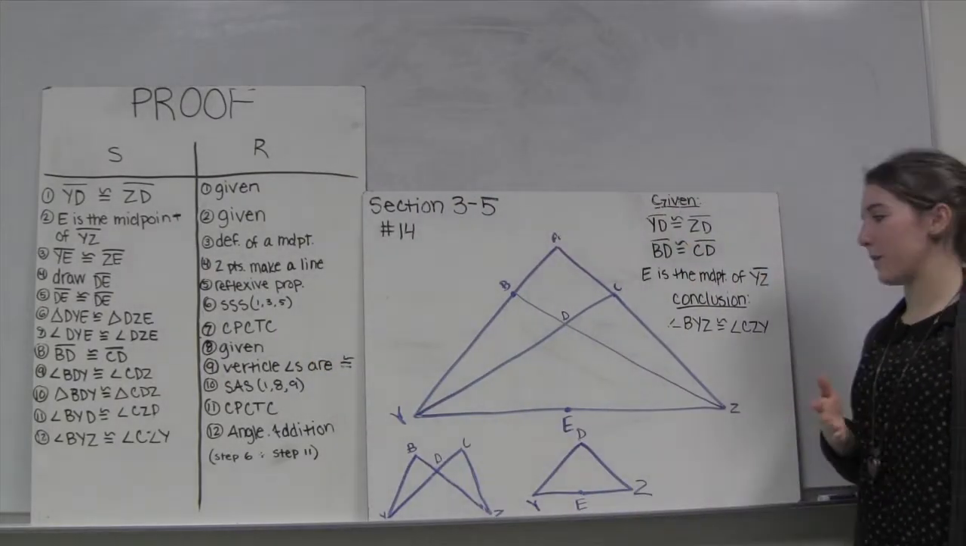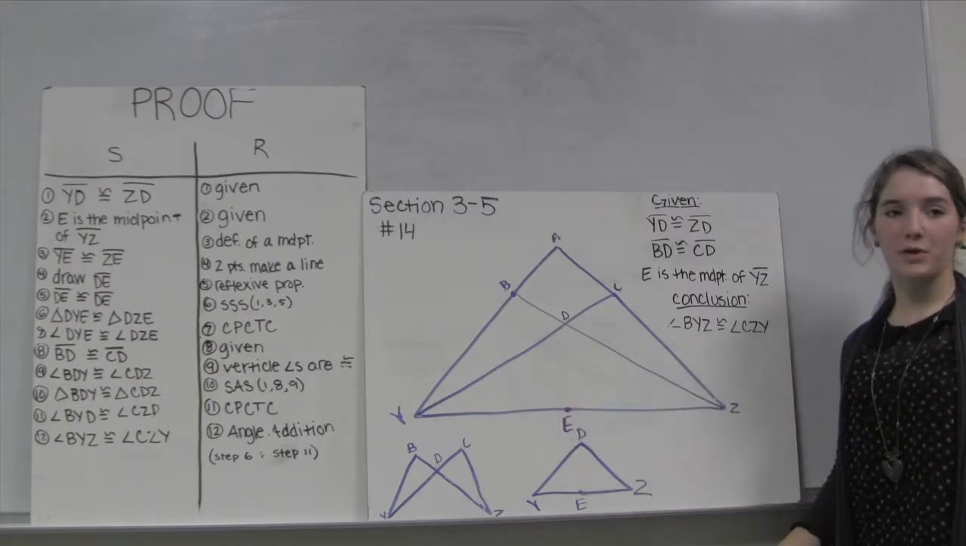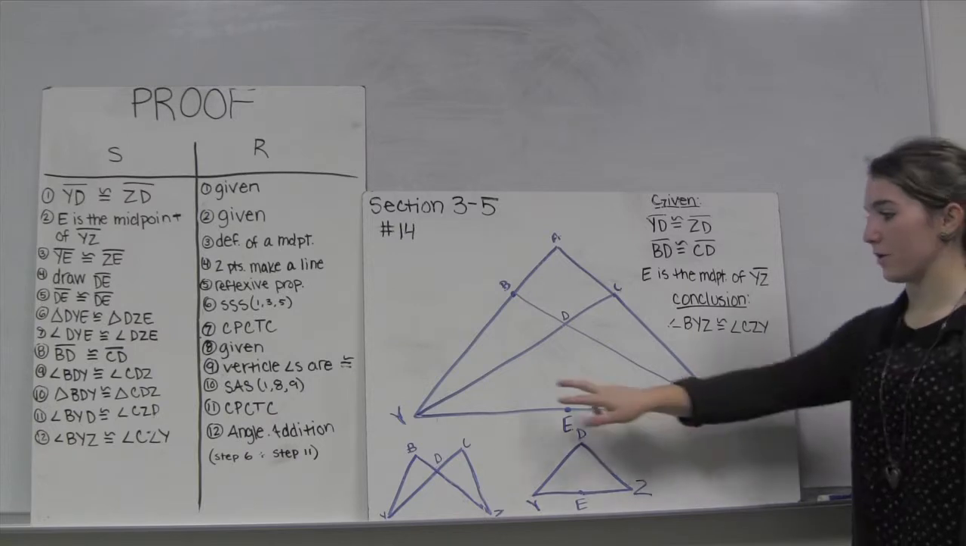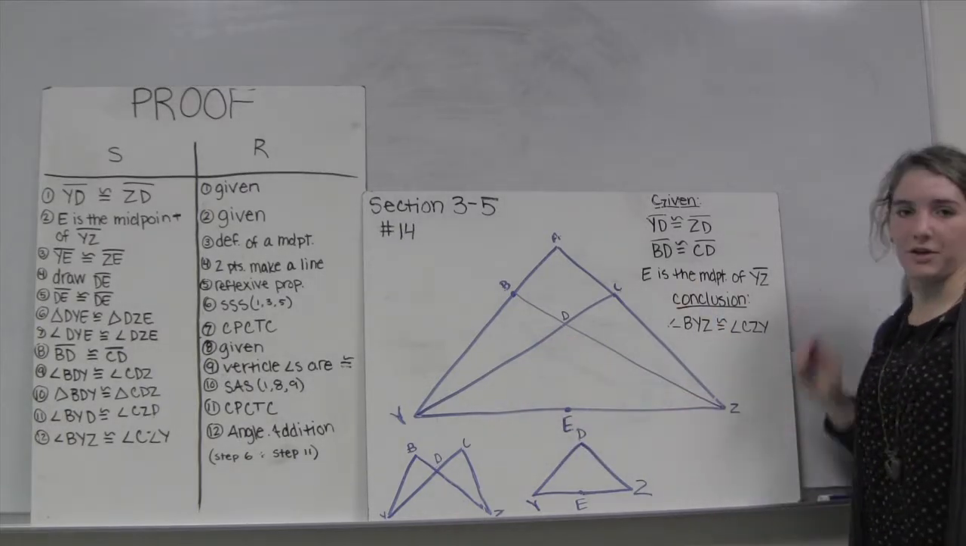So using what we learned, knowing that these two smaller angles are congruent, we can use the addition property. So when you're adding two smaller congruent angles, the larger angles that they make will be congruent, and that's your conclusion.